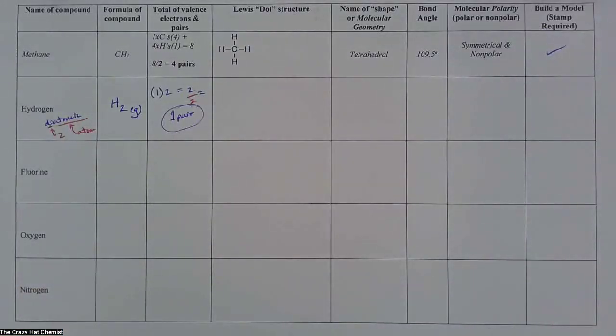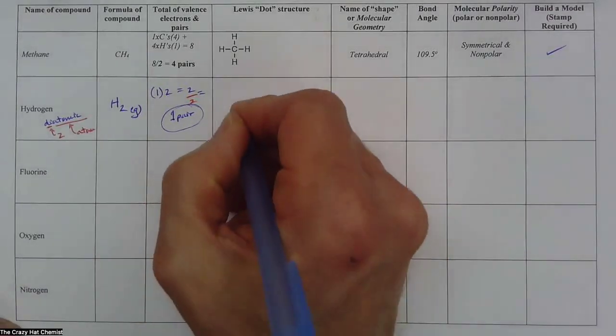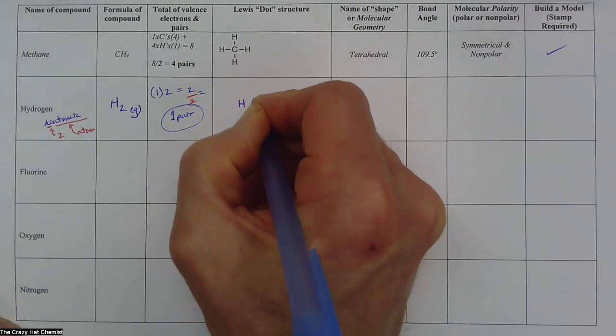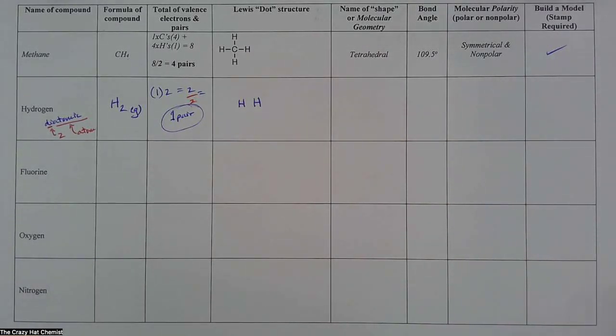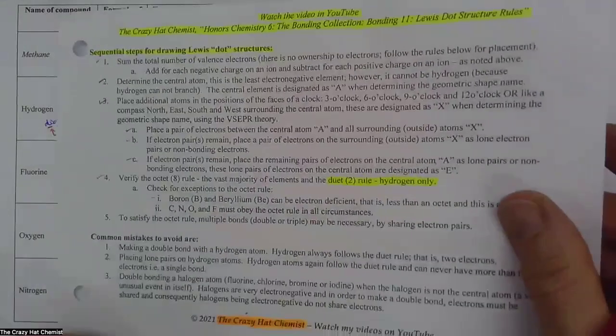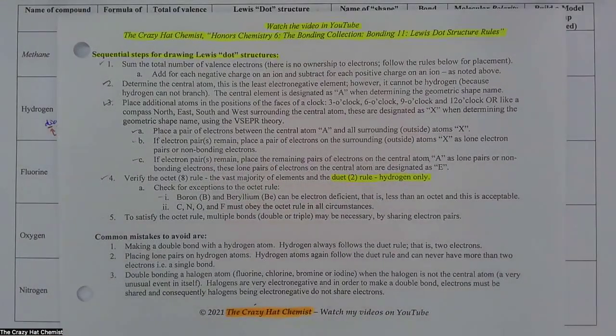Well, here's the funny thing. There are only two atoms. One of them is hydrogen. The other one is hydrogen. So I'm going to have a hydrogen, I'm going to have a hydrogen, just like that. And then we're going to place the electron pairs. We have one pair according to the set of rules. And that set of rules is as follows.